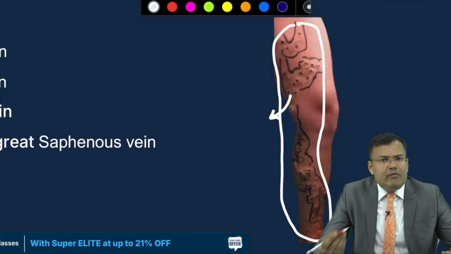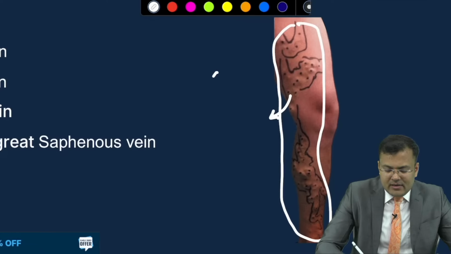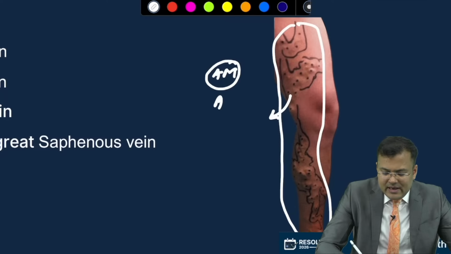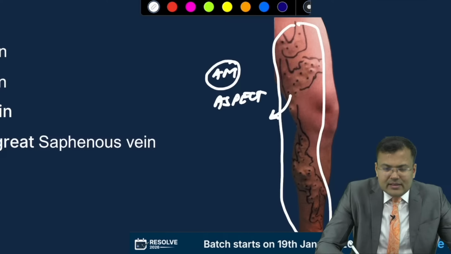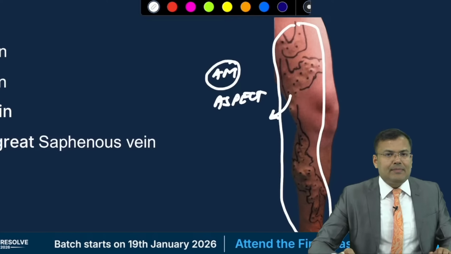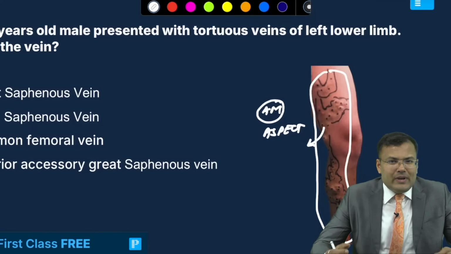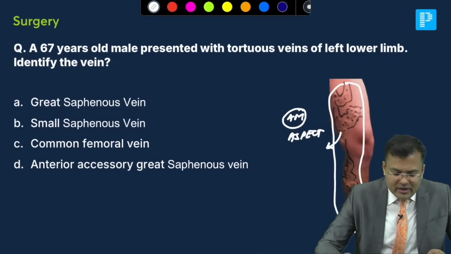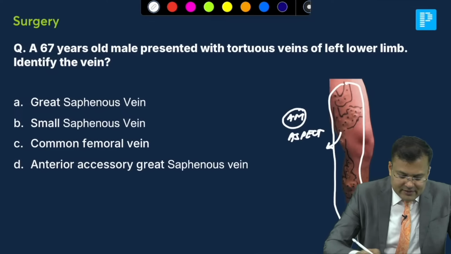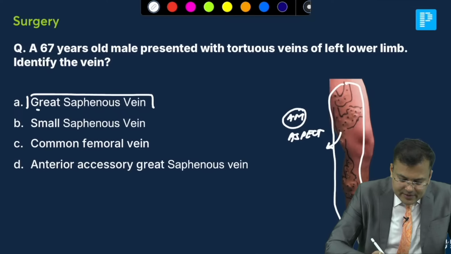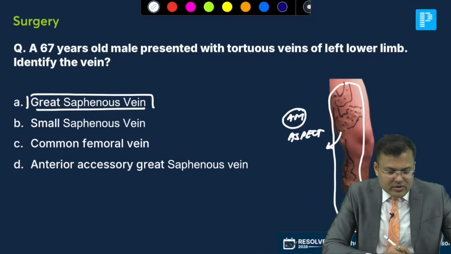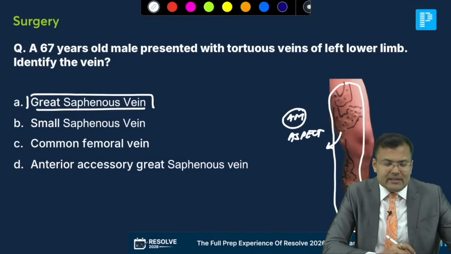You can see which aspect of lower limb. This is anteromedial aspect. Since it is located on anteromedial aspect, varicose vein is involving which vein? Tell me. Varicose veins involving long saphenous vein or great saphenous vein. So this is great saphenous vein. So correct answer is great saphenous vein. Correct answer is option A.